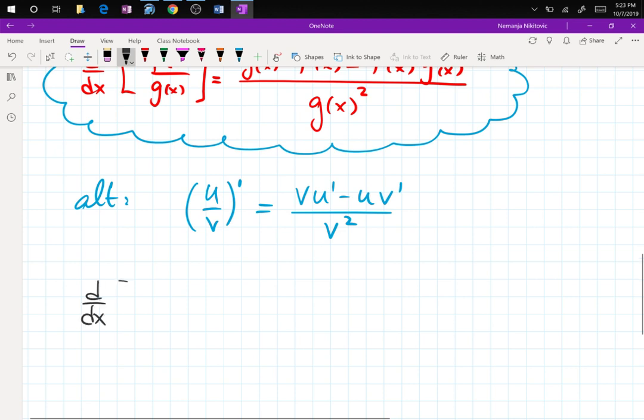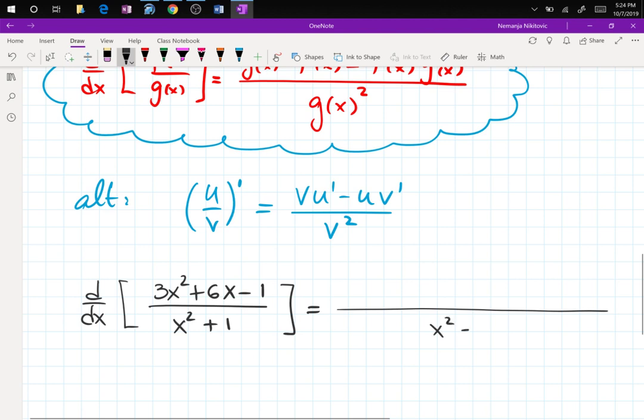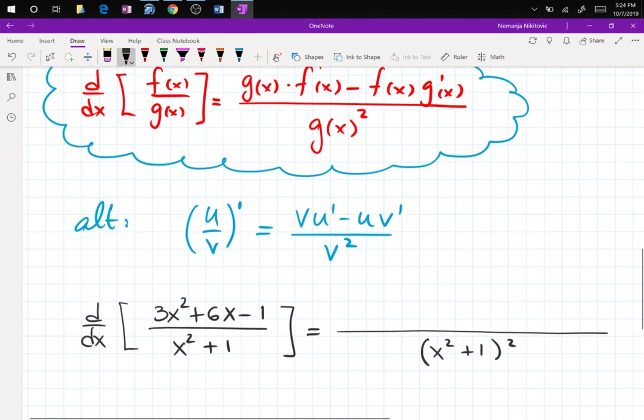So the derivative of 3x squared plus 6x minus 1 over x squared plus 1. Take the denominator and square it. I like to start there, because as you can see, you have g of x and g of x squared, or v and v squared, right? So it's literally Control C, Control V, and square it.